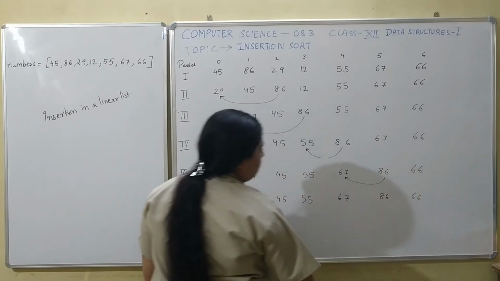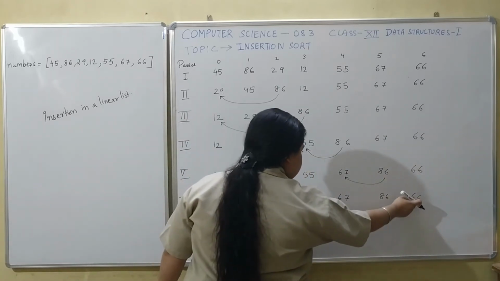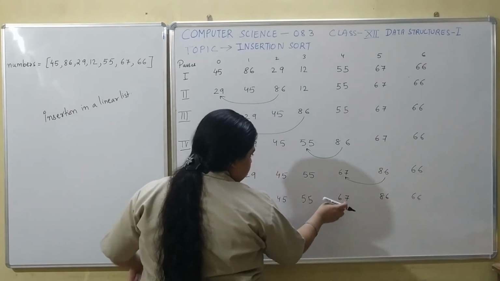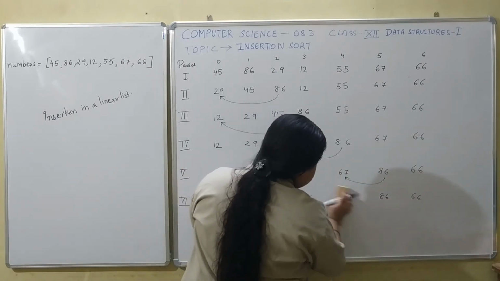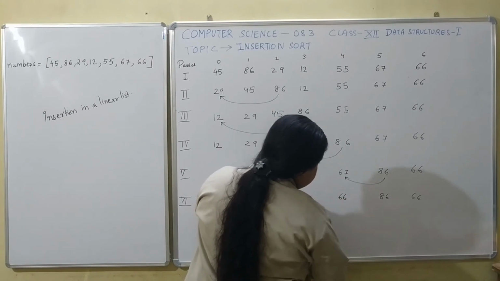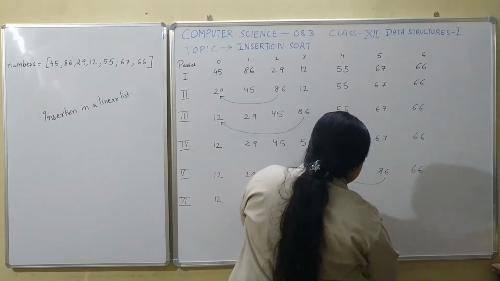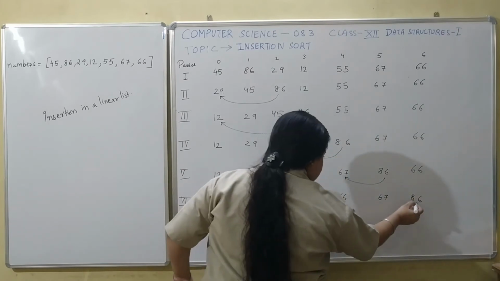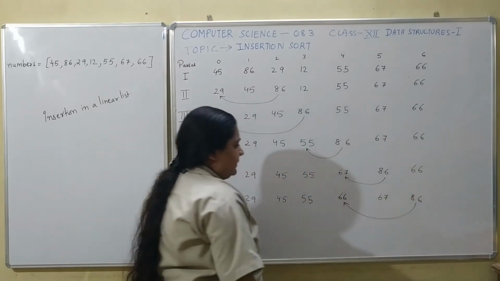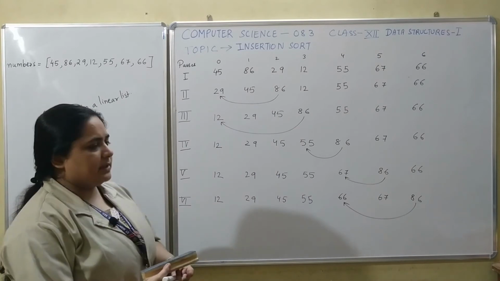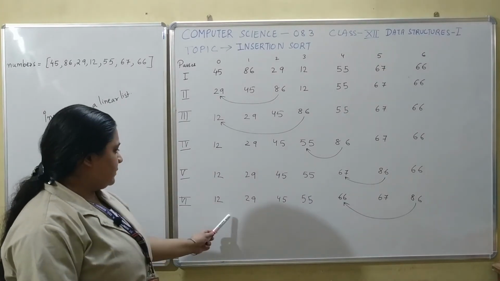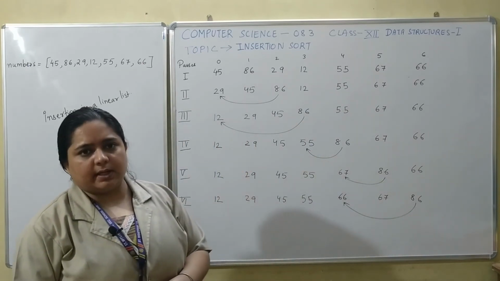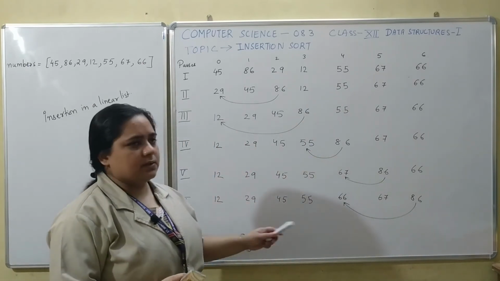that is the index location 6. So 66, it is less than 86, it is less than 67. So this is the correct position. So here we insert 66 and we shift 67 and 86 towards the right side. So its direction is like this. So this is at the end of the sixth pass. You can see the entire list is sorted. So this is insertion sort.